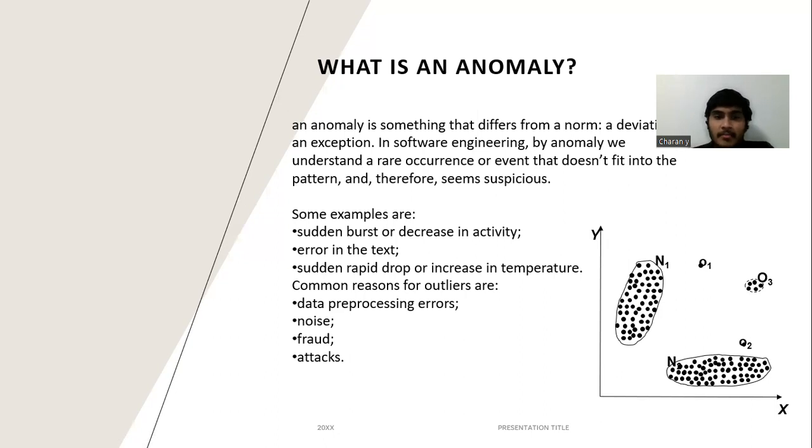In software engineering, by anomaly, we understand a rare occurrence or event that doesn't fit into the pattern and therefore seems suspicious. Here are some examples: sudden burst or decrease in activity, error in the text, sudden rapid drop or increase in the temperature. Common reasons for outliers are data pre-processing errors, noise, fraud attacks.